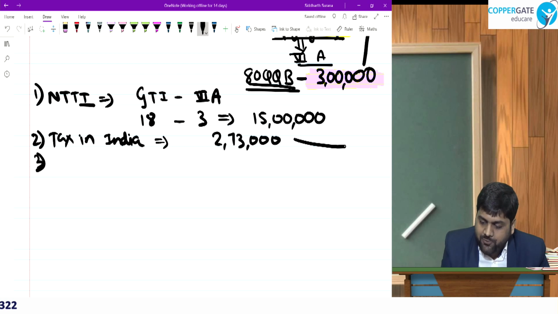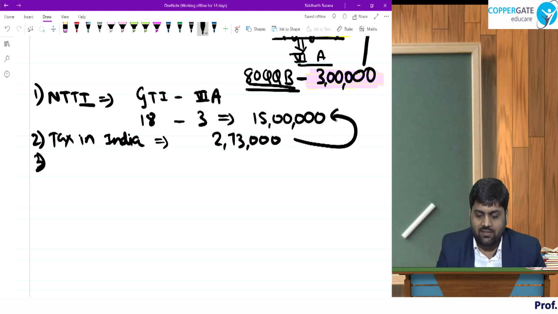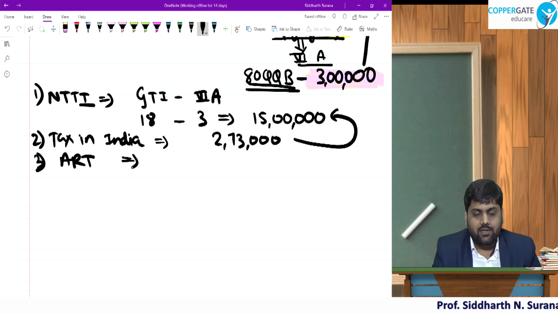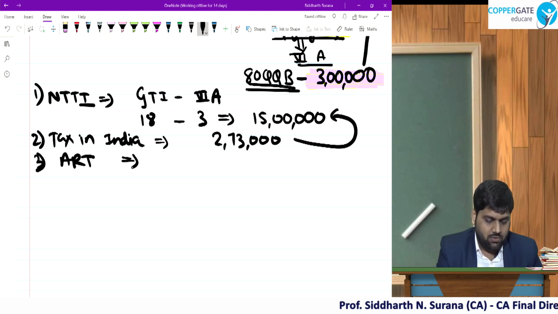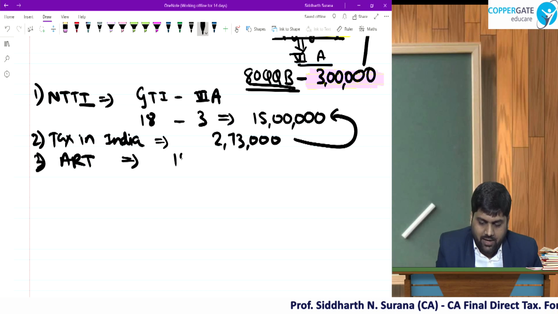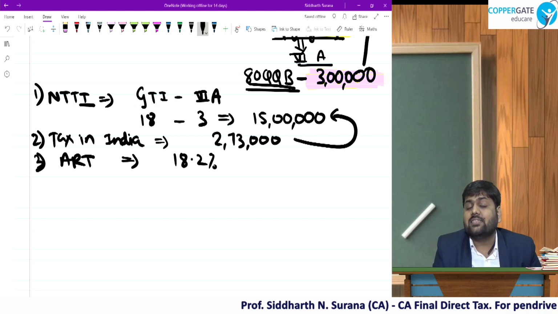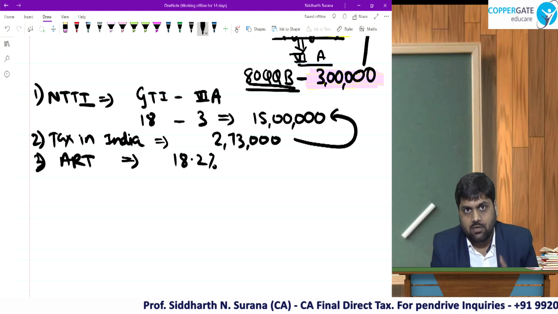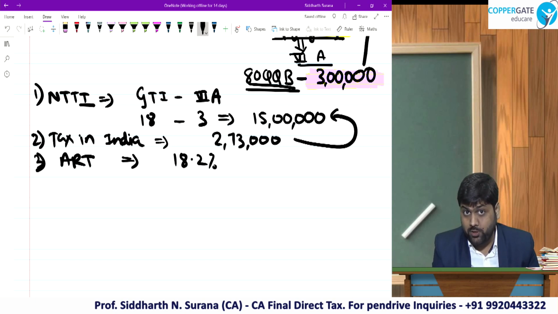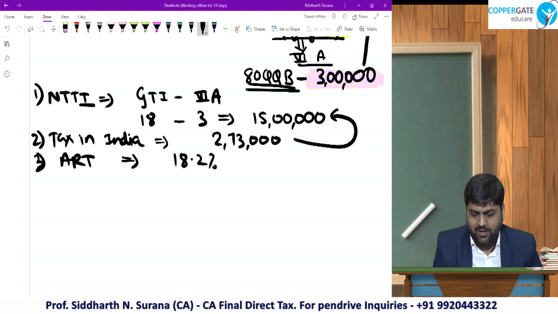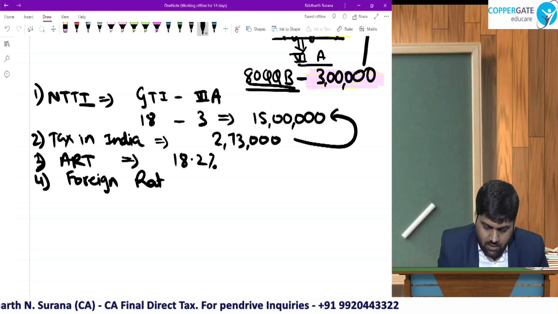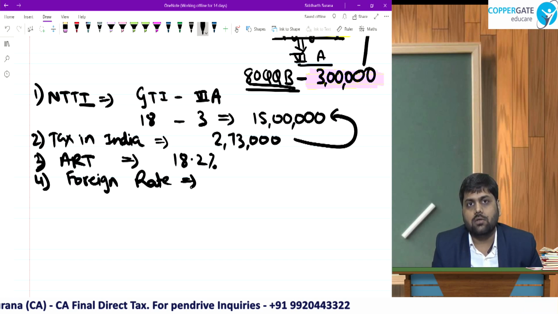If in India on 15 lakh rupees you are paying tax of 2,73,000, then what is your average rate of tax in India? On an average, at what rate you are paying tax in India? 2,73,000 divided by 15 lakh into 100. Can I say 18.2%? That means in India everything has been taxed at 18.2% including Indian and foreign income. As far as Indian income is concerned, you have to pay tax only in India, so no relief. We will give you relief only on your foreign income, and for that we will compare your Indian rate with your foreign rate.